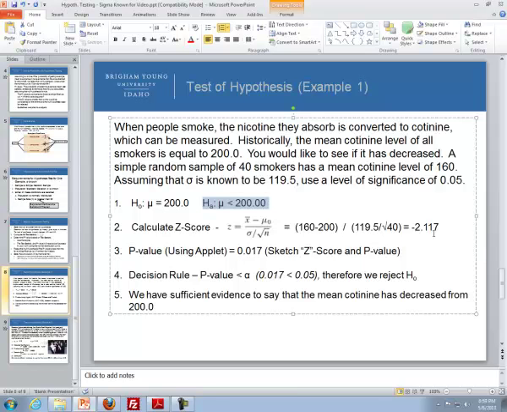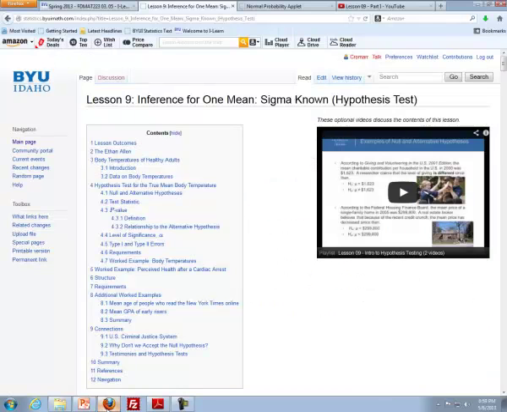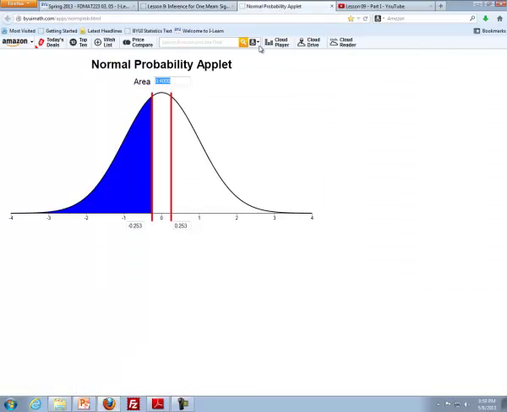Now, does that look like a rare and unusual value? If you remember our definitions back in lesson 5, a z-score below -2 or above 2 would be an unusual or extreme value. So this would be an extreme value. But how we confirm that is where we get our p-value. So we go to our applet and type in negative 2.117.